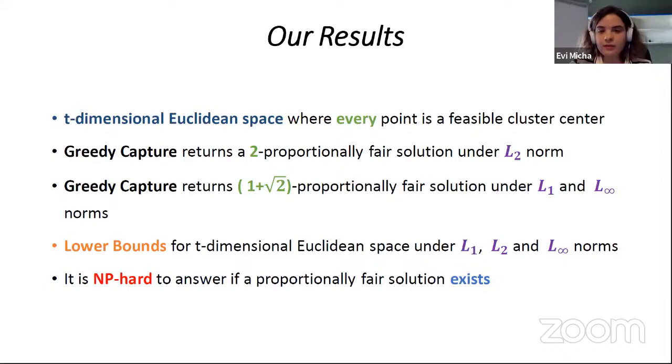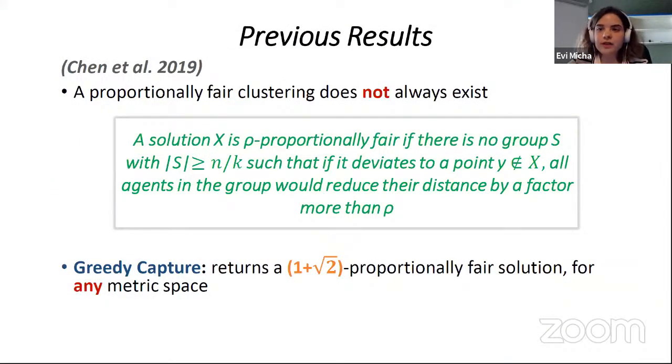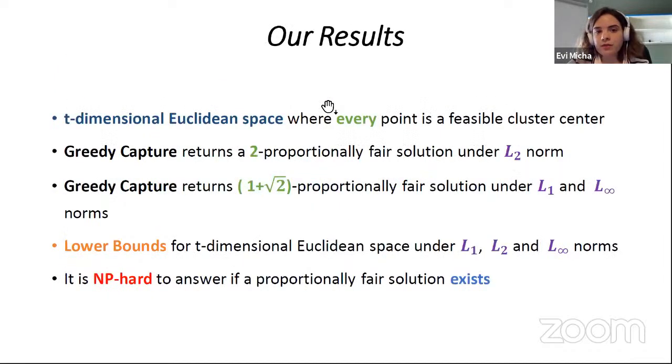Okay, yeah. So in the previous work, as I said, the results are for any metric space. When they defined the feasible cluster centers, M can be a finite set. It's not necessary for it to be the whole space. For these specific cases, we have this 1 plus square root of 2 upper bound, for which we have much lower bounds, some examples in which grid capture cannot return a better solution. And I think that the improvement that we have when we are looking at the L2 norm is exactly because we assume that the whole space is a feasible cluster center.